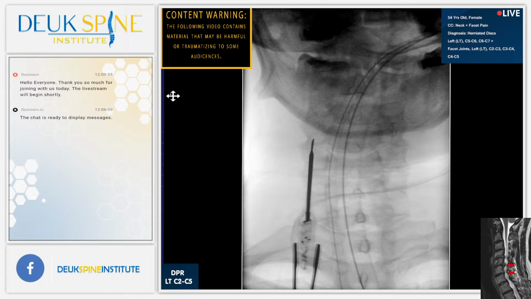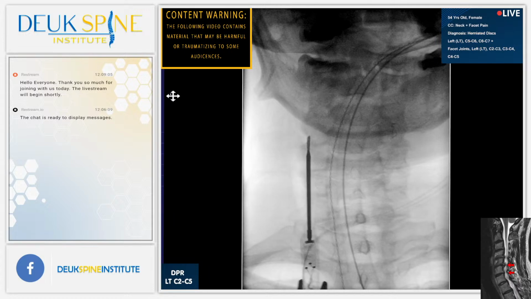I can feel the bone where the pain nerve is, and I'm using a probe that generates plasma, and this probe will destroy the nerve to the facet joint that's causing all of her pain. So there's one down shot. It's perfect. I'm going to go north a little bit and get the next one.